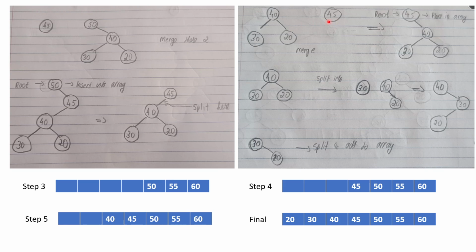And 45, being the largest value, becomes the root node, and it is moved into the array, and it is split into two different trees having 40 as the largest value. In this case 40 is the root of this weak heap, and it is pushed into the array, and at the end we are left with two elements, 30 and 20, which are split and added into the array, giving us the final sorted array, which is in ascending order.